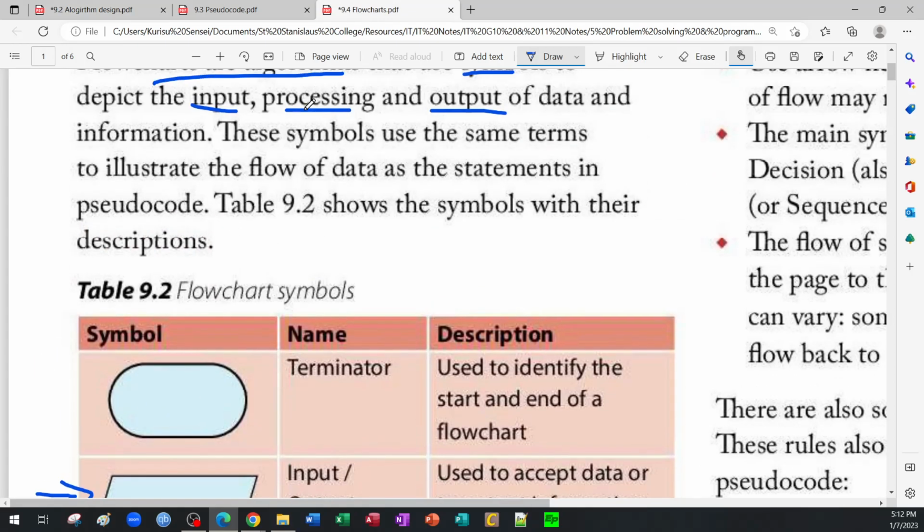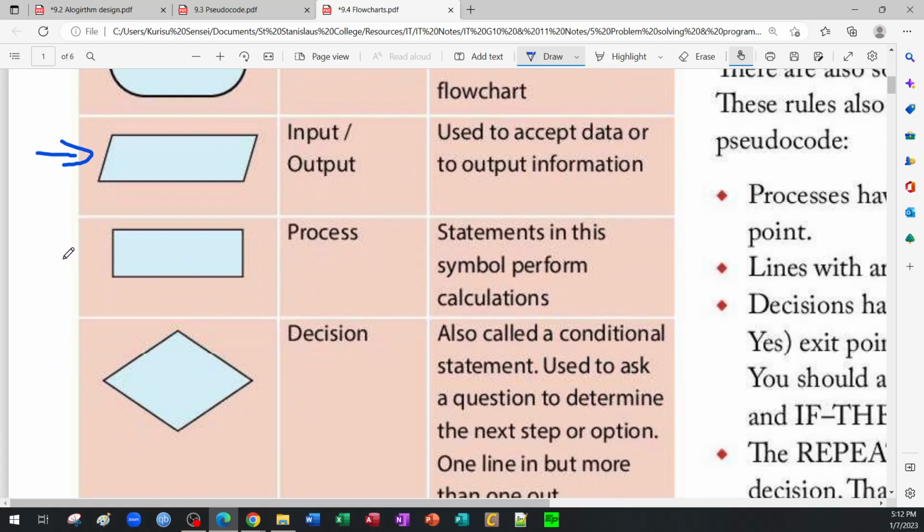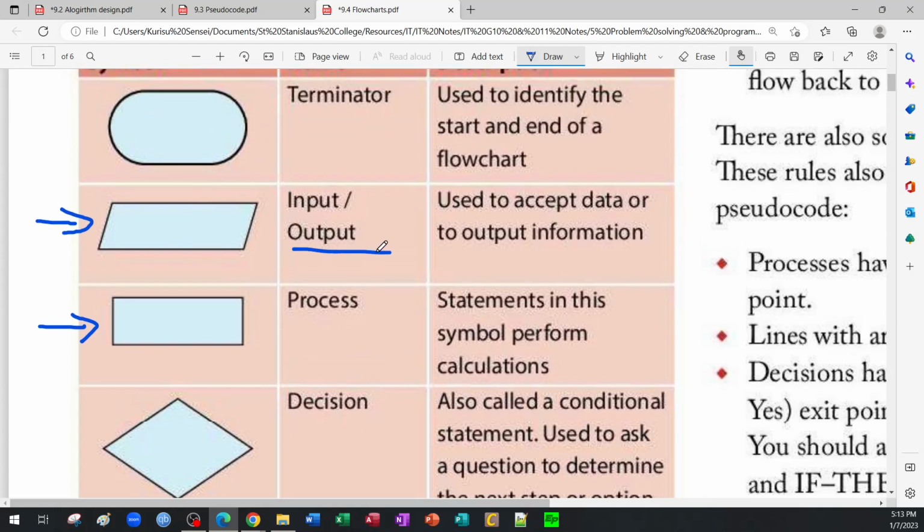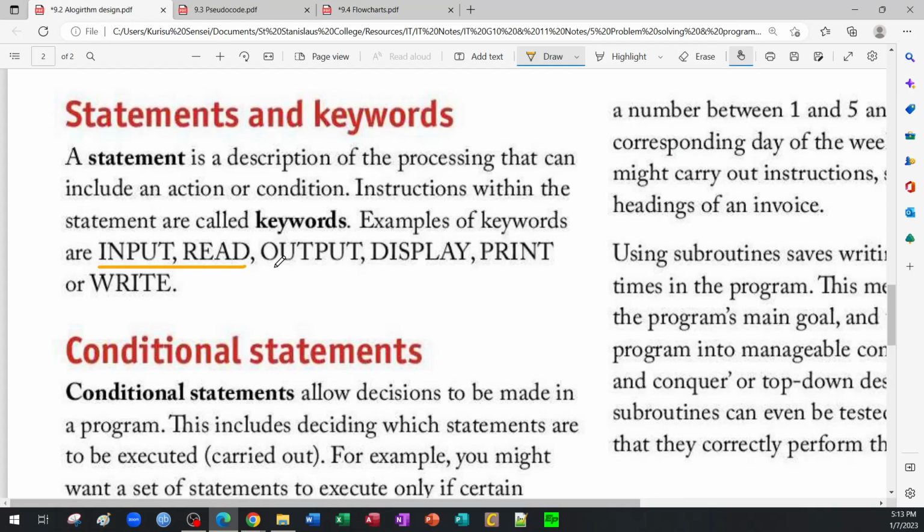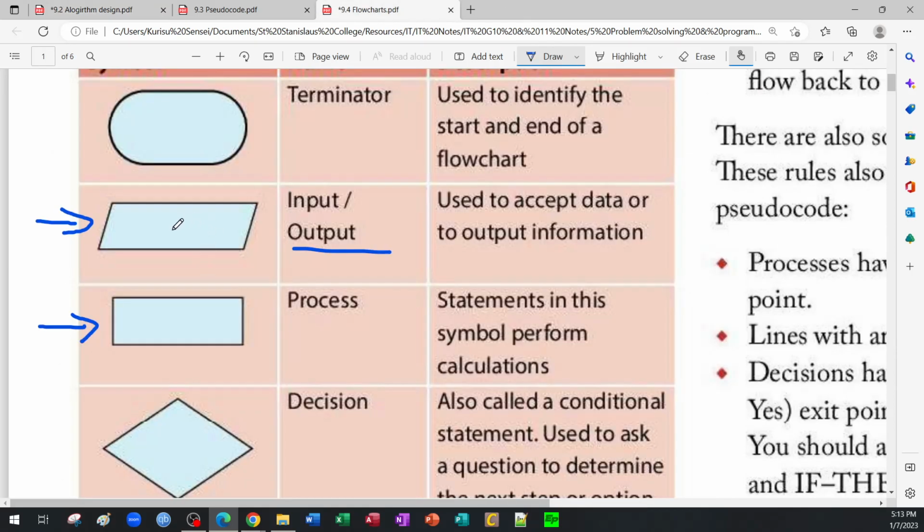Also for processing, notice we have a symbol here for process. Whenever we have a calculation, we can put that calculation in here. And once again, for output, those keywords, output, display, print, write, and so on, we have a symbol, the same symbol here, the parallelogram, that represents that action there basically.